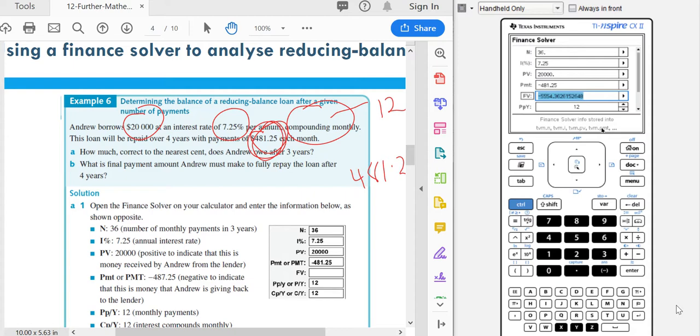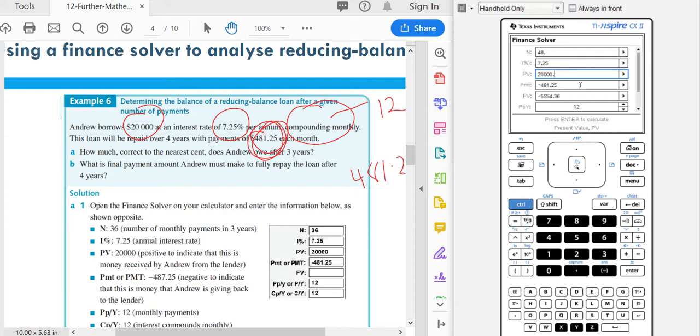So let's answer part B. What is the final payment amount Andrew must make to fully repay the loan after 4 years? Let's go back to the graphics calculator. 4 years would be 48. The interest rate is 7.25, that doesn't change. The present value is 20,000, so the bank gave him 20,000, he's paying it off. The payment amount is a negative because he's got to give it to the bank. So he's paying $481.25 to the bank monthly, guys. What is the future value if he keeps doing that for 48 months?